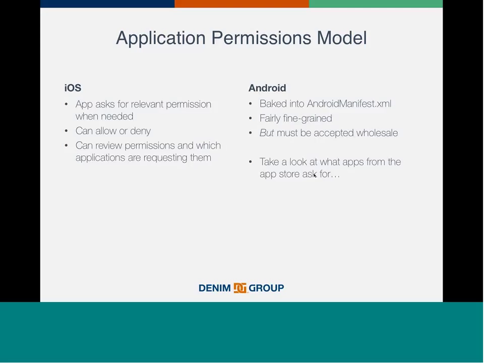In the iOS environment, when an application needs to use a permission, needs to use your GPS or something along those lines, it asks the user to enable that permission, and the user is able to allow or deny. And then you can also go in as a user of the device and look to see which of these applications have I allowed to have access to my GPS location, for example. And I actually kind of like that because it lets the user make the decision at an appropriate time.